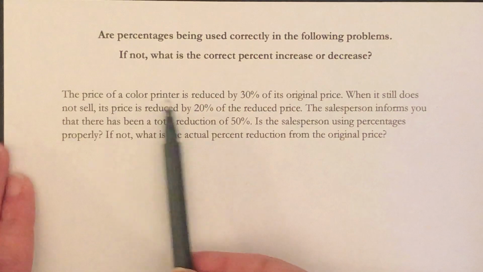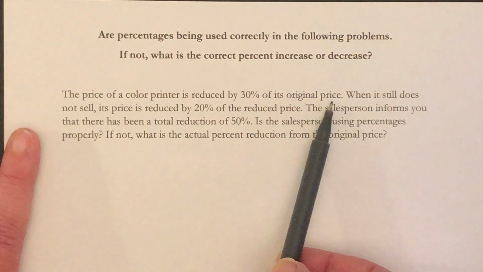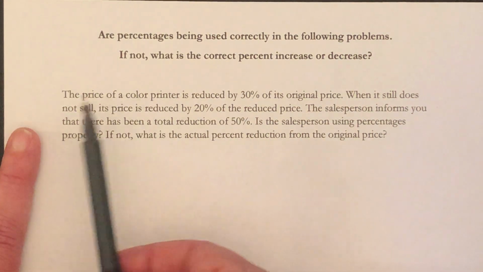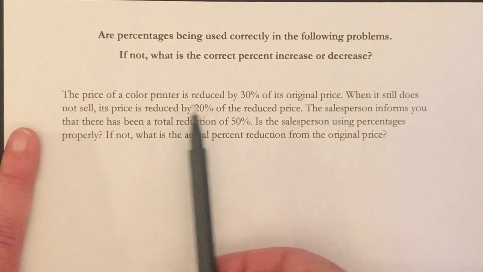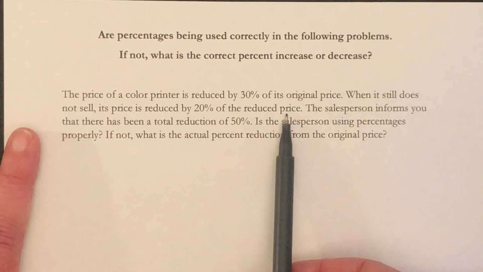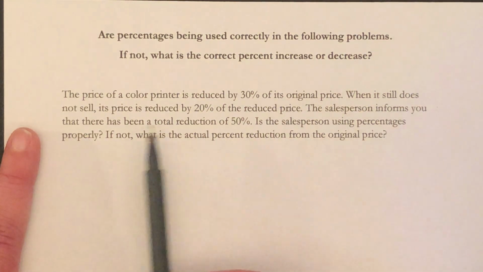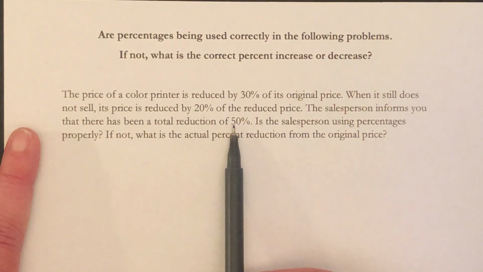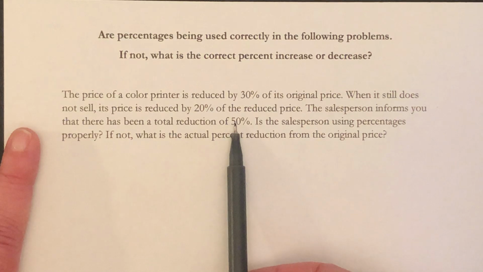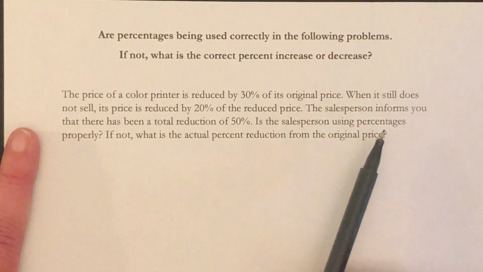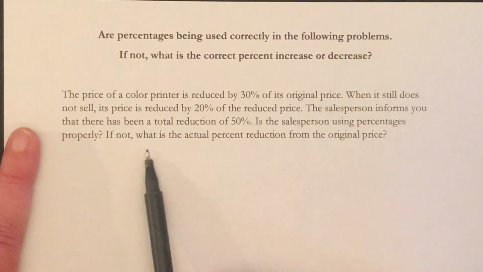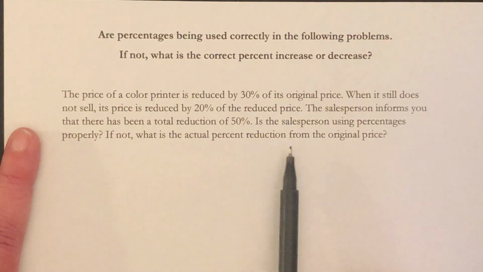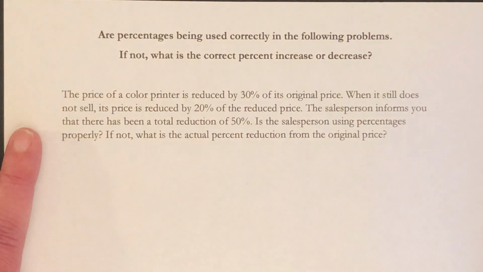The price of a color printer is reduced by 30% of its original price. When it still does not sell, the price is reduced by 20% of the reduced price. The salesperson informs you that there has been a total reduction of 50%, and that the salesperson got that by adding these two percentages together. Is the salesperson using percentages properly? And if not, what is the actual percent reduction from the original price?